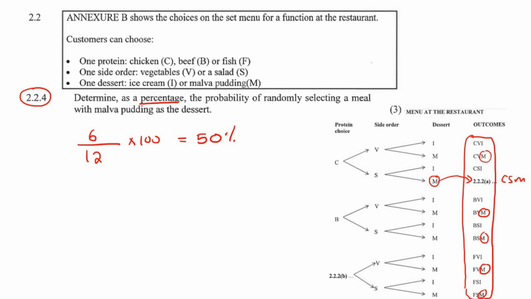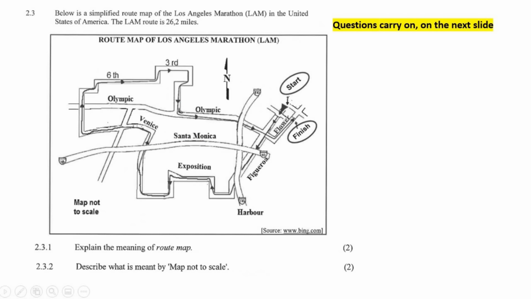Your other option is the following. Everyone's going to eat dessert, okay? We're just assuming that everyone's going to eat dessert. When you choose a dessert, how many dessert options are there? There is only 2 options that you could choose from. So the chances that you would choose malva pudding would be 1 out of 2. And if you multiply that by 100, you're also going to get 50%. So whether you chose the first option I did, or this way that I just showed you now, it doesn't really matter. You're going to get 50%. So with this question, remember that the questions do carry on.